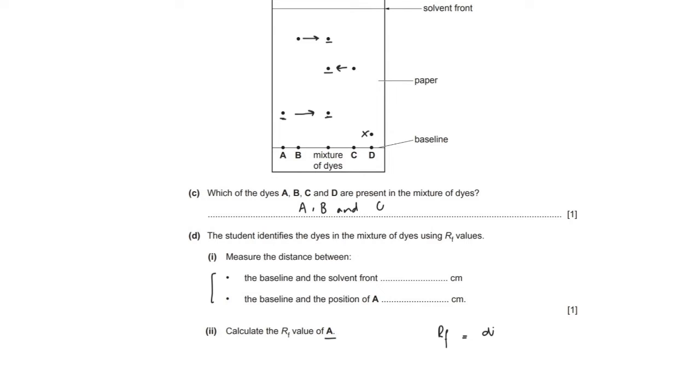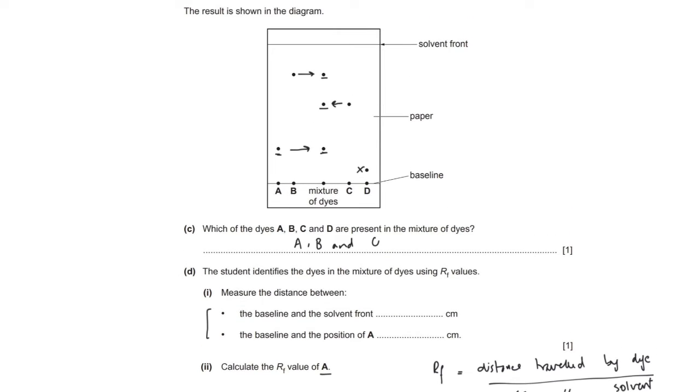to distance traveled by dye over distance traveled by solvent. Okay, how would you measure the distance traveled by dye? For example, if you want to measure the RF value of A, so A is going to be the dye. So you will take the distance from the baseline to the spot of A, from here to here.